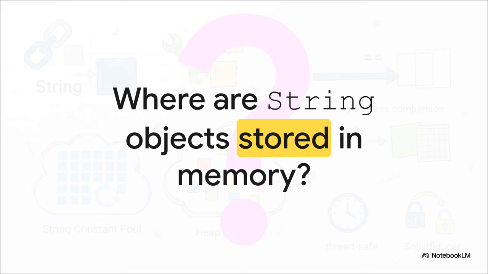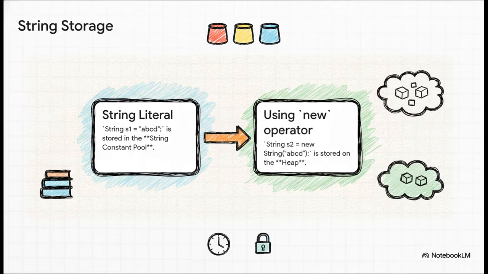And that leads us to a classic exam question that trips a lot of people up. Where are these string objects actually stored? Well, the answer isn't so simple. It actually depends on how you create them. Let's check it out. You've got 2 ways to make a string, and each one sends it to a different place in memory. If you use the simple double quotes, like in that first example, the string goes into this special, super efficient area called the string constant pool. But if you use the new keyword, it gets created in the main heap memory, just like all the other regular objects.